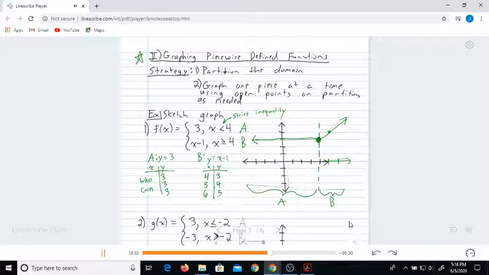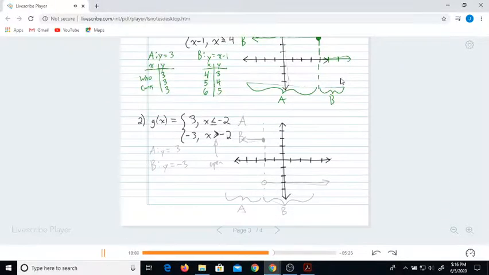Now sometimes the pieces don't connect. Let's look at example number 2, and I'll do the same thing. I'll label the top piece alpha and the bottom piece Bravo. We're going to graph alpha for all x values that are below or equal to -2, so that's where alpha goes. And we graph Bravo for everything that's above -2.